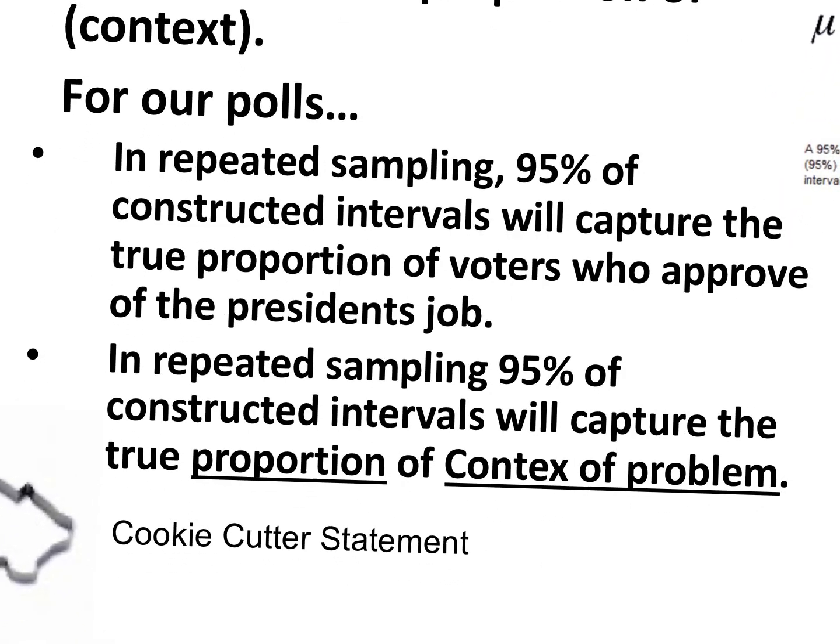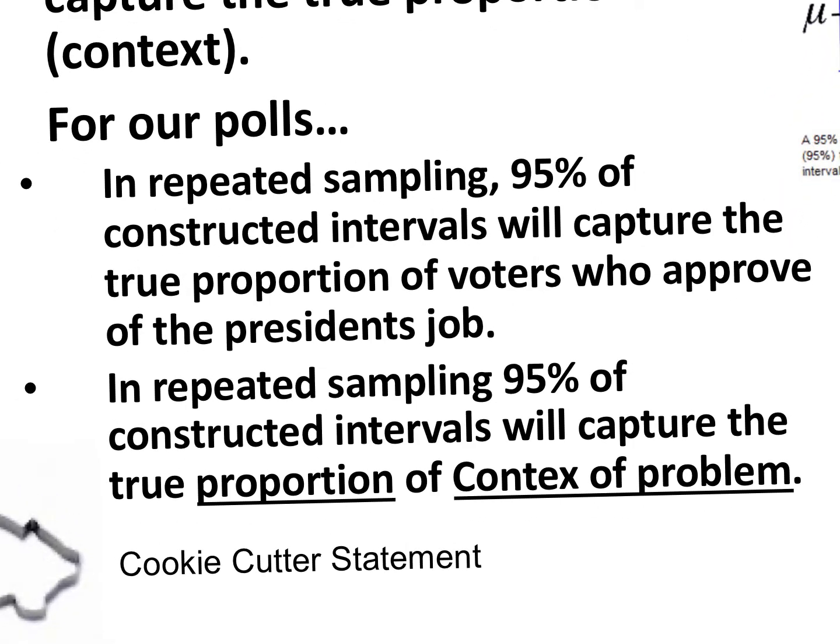So, in repeated sampling, 95% of constructed intervals will capture the true proportion of voters who approve of the president's job. They do presidential polls daily about whether or not people approve of the president's job, and they have a 3% margin of error. They ask 1,000 people. So here's our cookie cutter statement.